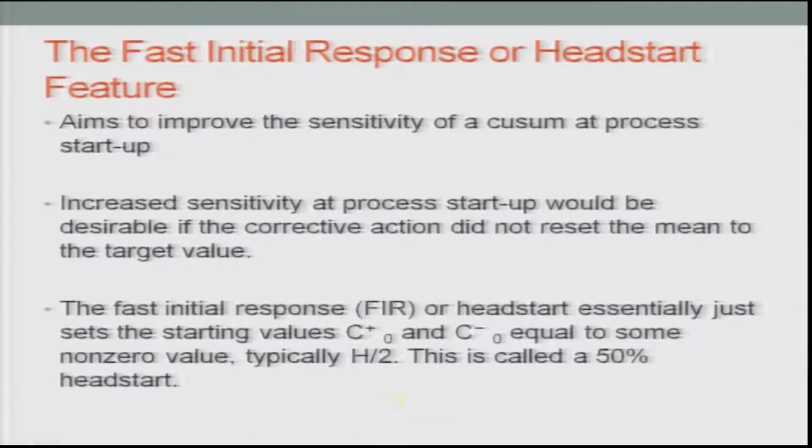The fast initial response or head start feature basically aims to improve the sensitivity of a CUSUM chart at process startup, when the process starts. It has increased sensitivity at process startup, which would be desirable if the corrective action did not reset the mean value to its target value. The fast initial response essentially sets the starting value of C plus and C minus, suffix 0, which is the first stage, second stage, third stage, and so forth, to some non-zero value.